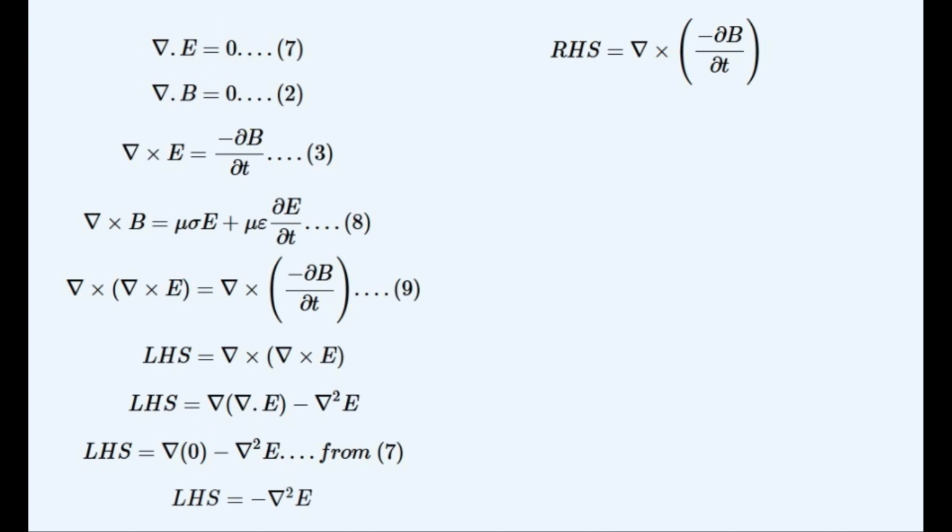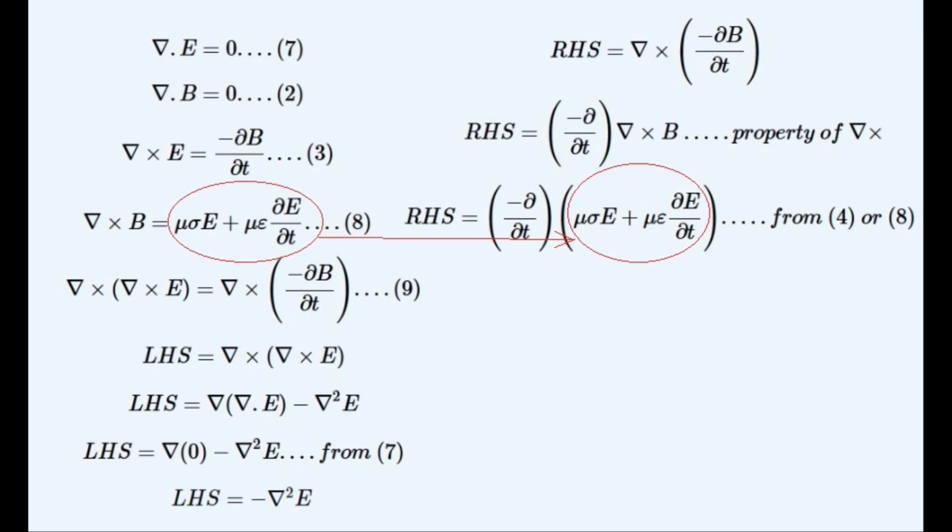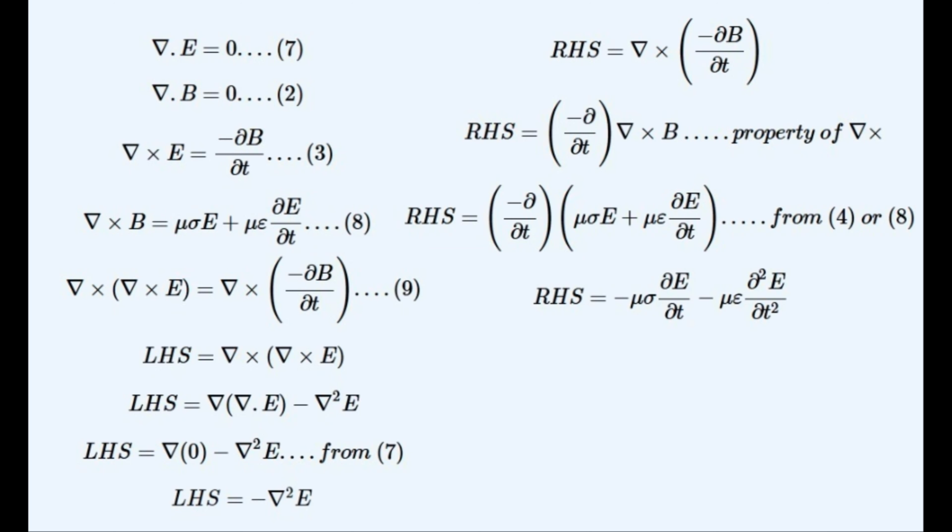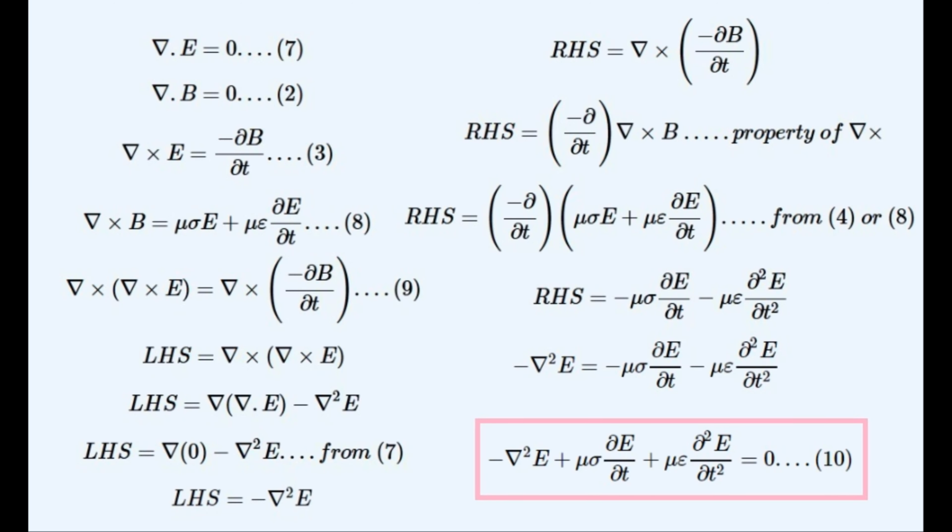So now we'll work on the right-hand side of the equation. We can take the derivative function outside of the curl function as though it is a constant. We can then make this substitution in this equation, and so we can get the time derivative of this expression. And so putting these two sides of the equation back together gives us this equation, and we can manipulate it so that the right-hand side is 0.